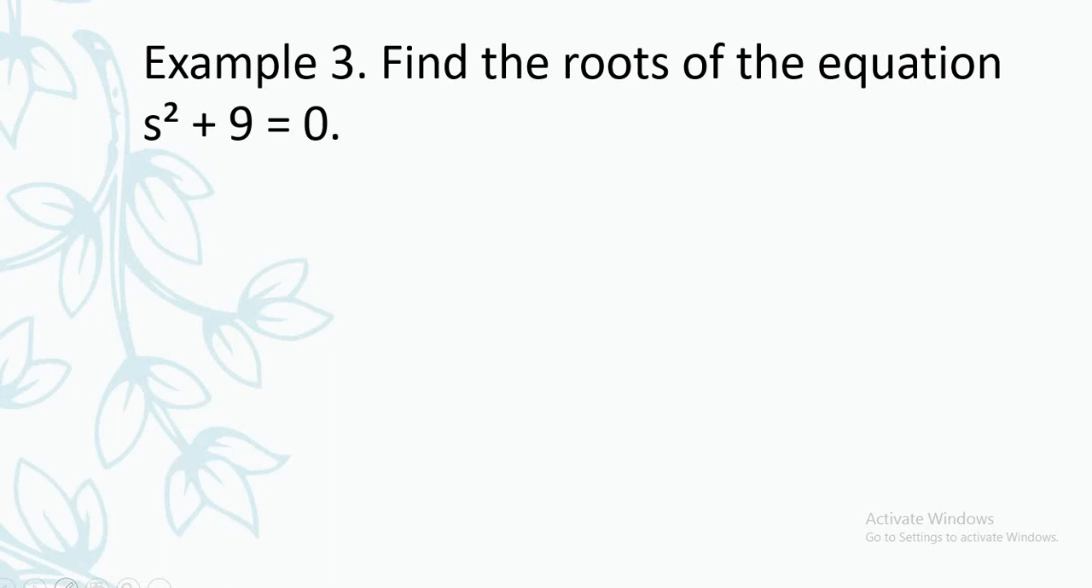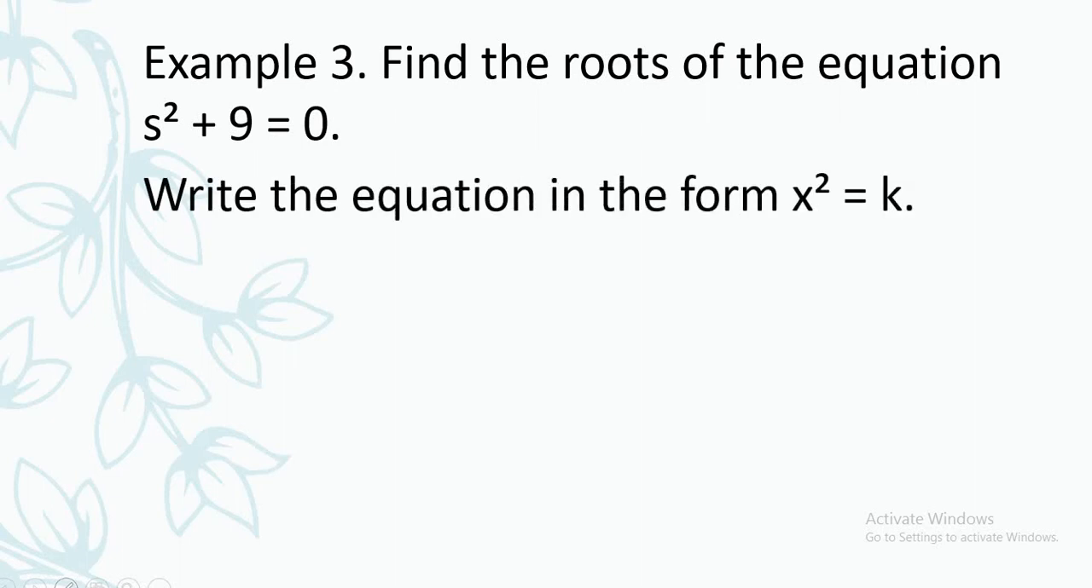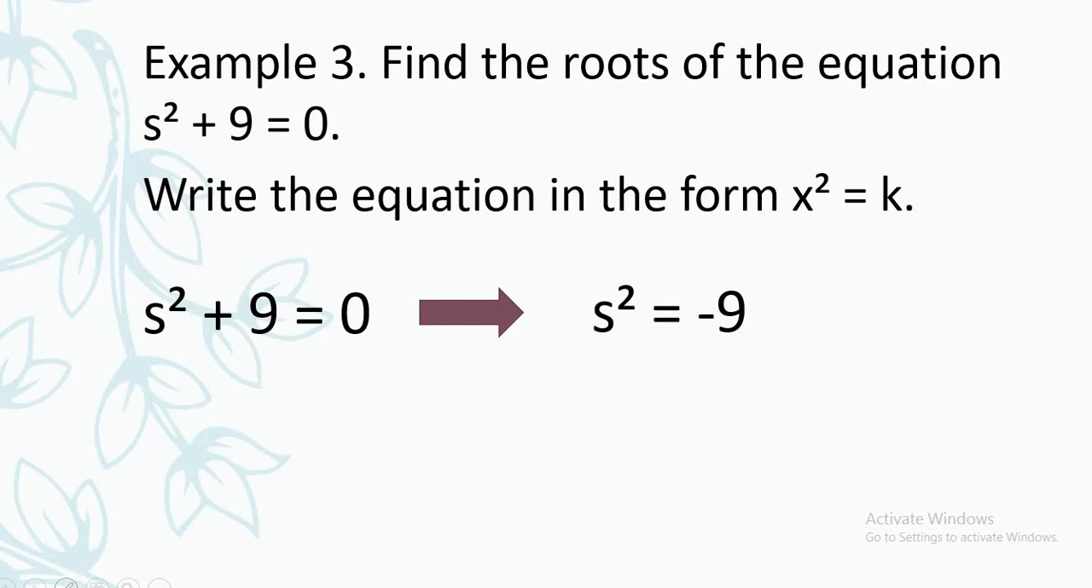Another example, find the roots of the equation s squared plus 9 is equal to 0. Write the equation in the form x squared is equal to k. Now, if you notice, our equation s squared plus 9 is equal to 0 is not in the form x squared is equal to k. It is not yet in that form. So what are we going to use? Since the sign in front of 9 is positive, we will use the subtraction property of equality. So from positive 9, we will use the additive inverse. It will become s squared is equal to negative 9.